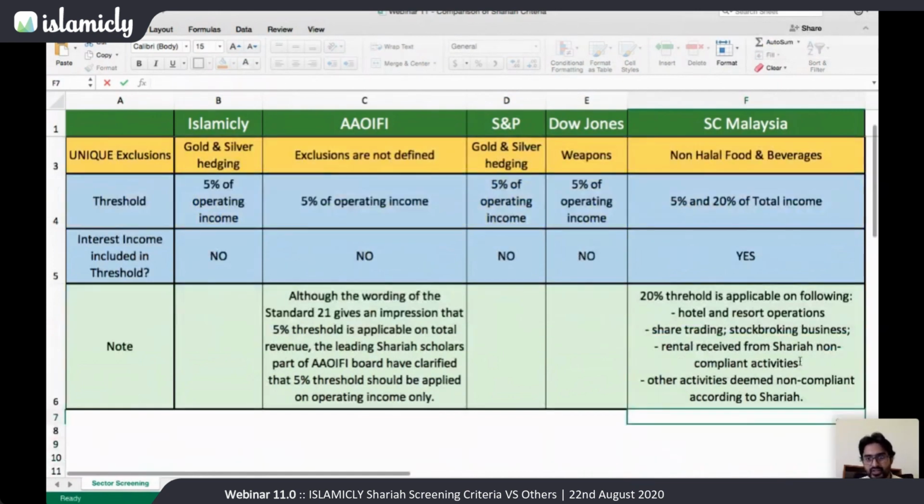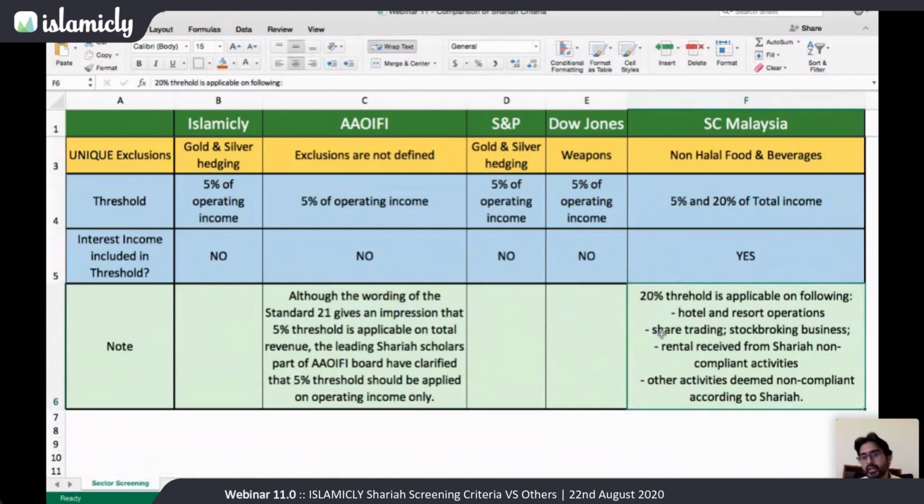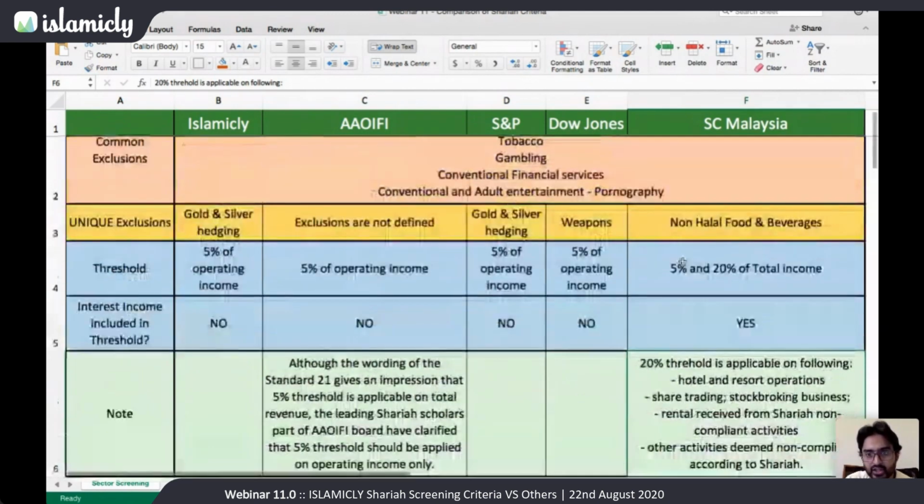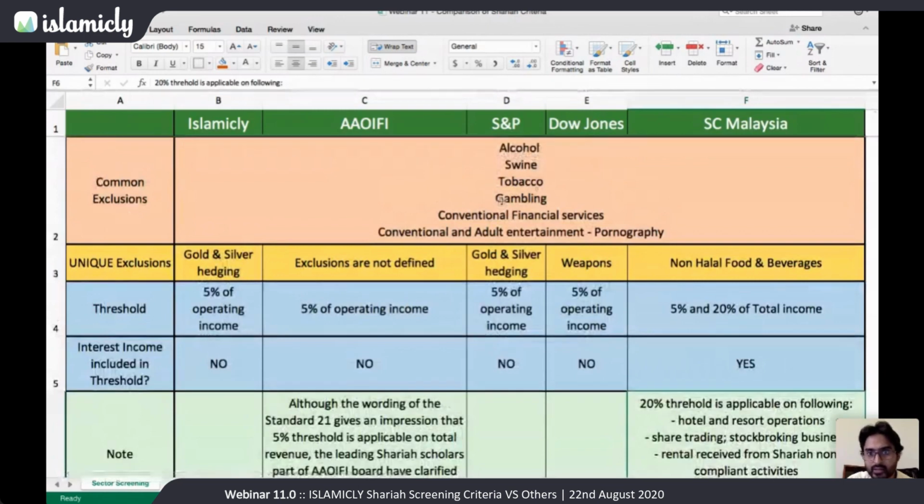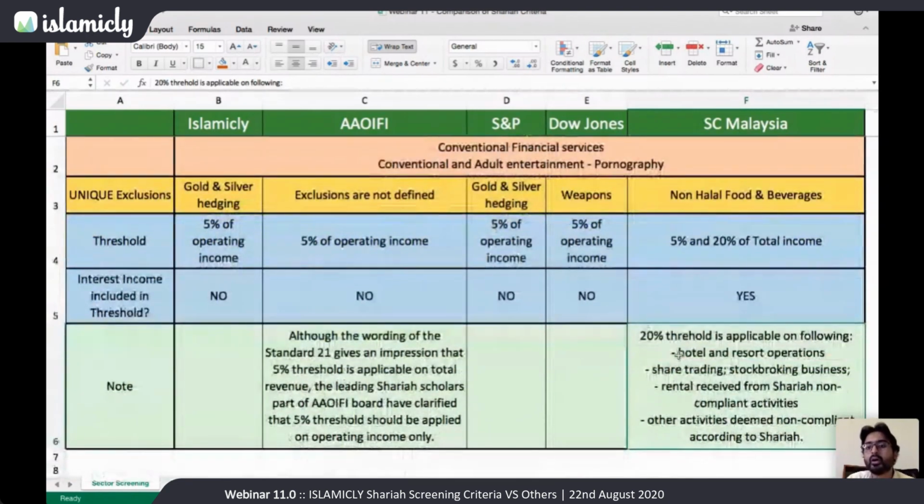Hotels and resorts, share trading, stockbroking businesses, rental received from Sharia non-compliant activities, and other activities deemed non-compliant according to Sharia. Now, this is again a pretty vague term; it depends on the interpreter, but nonetheless. So the 5% threshold is applicable on alcohol, swine, tobacco, gambling, conventional financial services, adult entertainment, and pornography, whereas a 20% threshold is applicable on revenues coming in from hotel and resort operations, share trading, stockbroking businesses, rental received from Sharia non-compliant activities, as well as any other activities which are not defined above or defined under the 20% threshold, which will come under the 20% threshold itself.